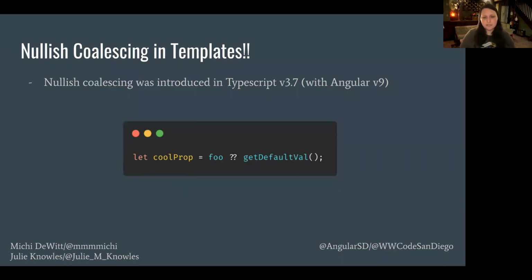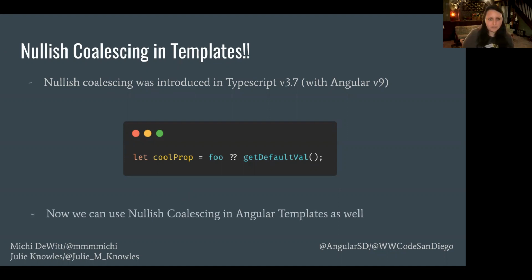Anyway, that's a feature that most people are probably familiar with. It's called nullish coalescing. And now you can use it in your Angular templates as well, which is really exciting because I know for me, I use nullish coalescing all over the place. It's one of my go-to utilities. It's something I've always wanted in Angular templates. I'm very excited that it's there now.